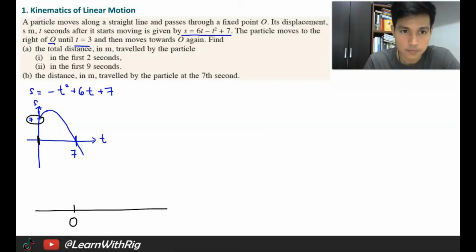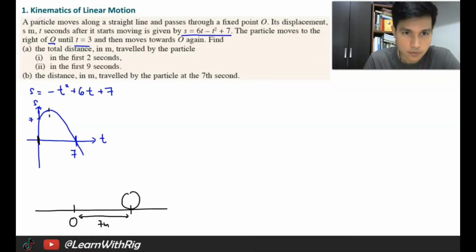It is at 7. It means the ball was already on the right hand side of the original position by 7 meters. It was already 7 meters from the original position, and then it continued to go to the right, because you see it's continually going positive, higher and higher, right? So that means it's going to the right. So it goes to the right.